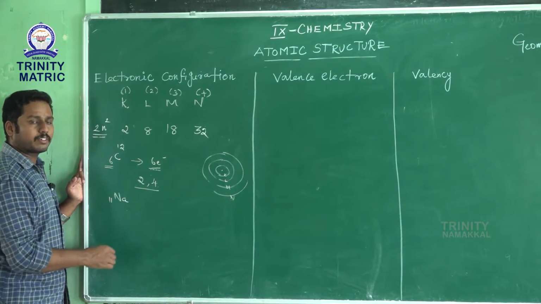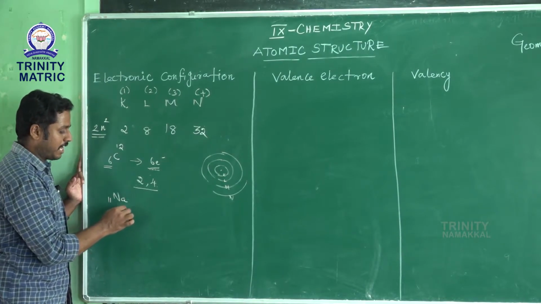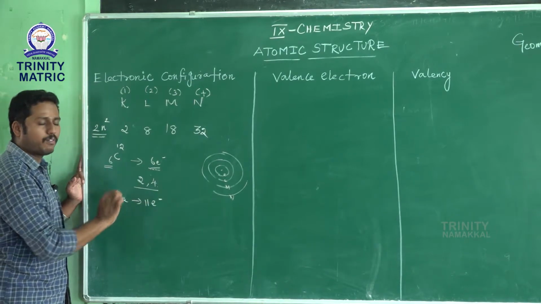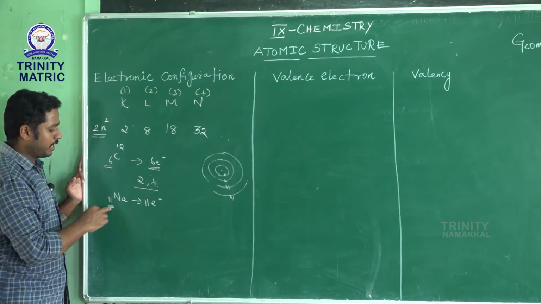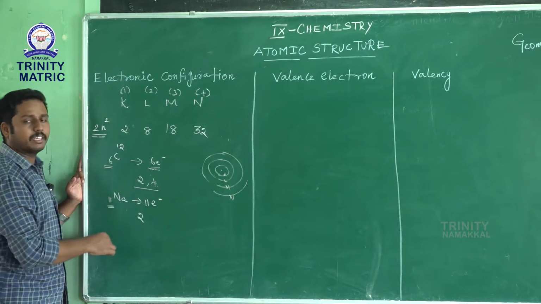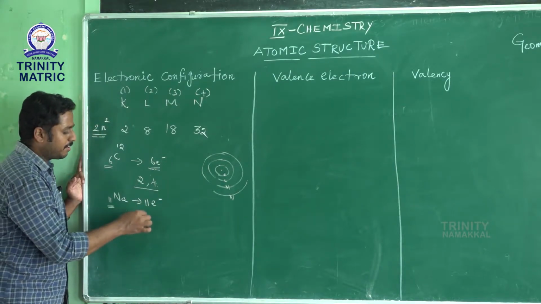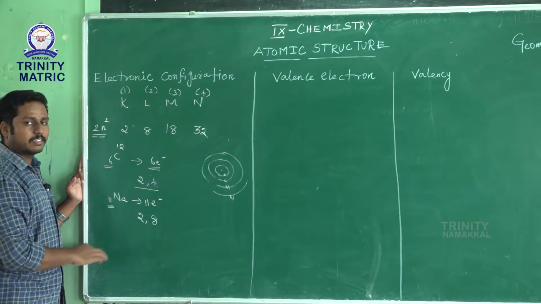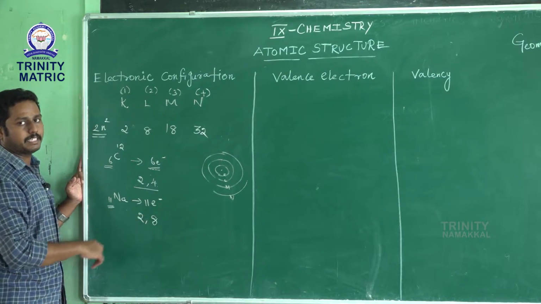Same way, the first 2 electrons enter into the K shell. Totally I have 11 electrons, because atomic number is equal to the number of electrons. The first 2 electrons enter into the K shell. The remaining 8 electrons enter into the L shell. The capacity of the L shell is completed.